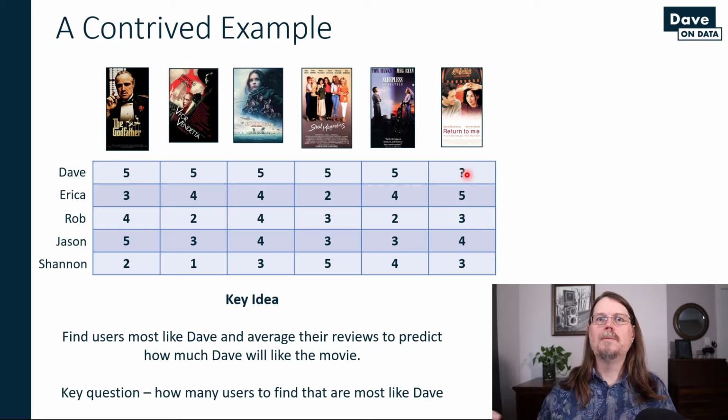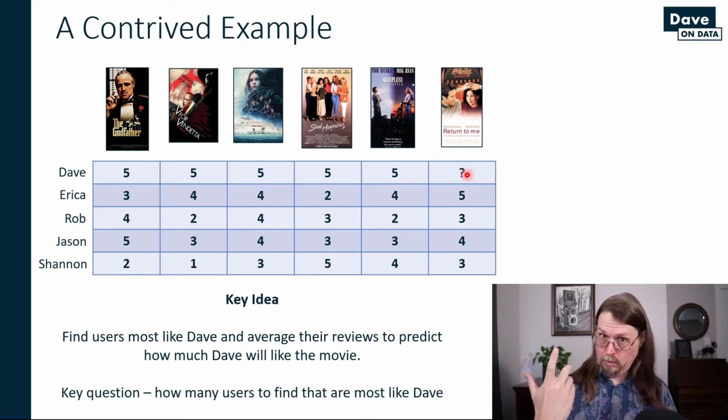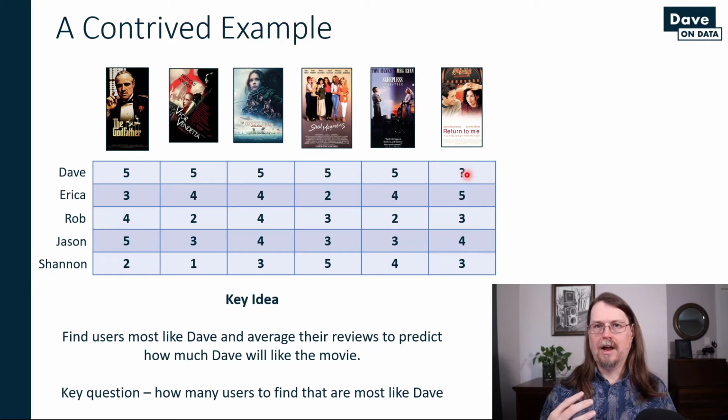So we need to find all the people in our database that have seen it and then compare each one of those people to Dave, to me, and see how similar they are. The idea being that if we pick a certain number of people that have seen Return to Me and are very similar to Dave in terms of rating movies that we've both seen together, then we can use that data to create a prediction for how much Dave is going to like Return to Me.